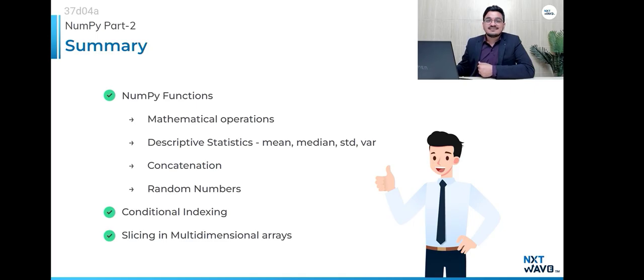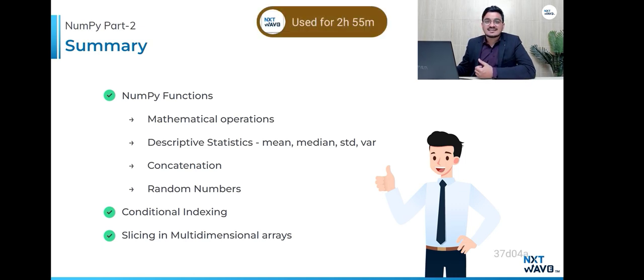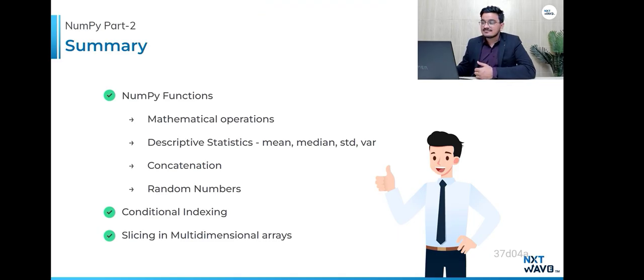Let's talk about the key takeaways of this session. So in this session, we talked about different NumPy functions that we have to perform mathematical operations, right? Also, to perform descriptive statistics, we have functions like mean, median, standard deviation, and variance, right? STD for standard deviation, VAR for variance. Then we talked about how we can concatenate different NumPy arrays and how we can deal with random numbers using NumPy. Then we talked about how we can filter out data using conditional indexing, and how we can slice the data in a multidimensional NumPy array.